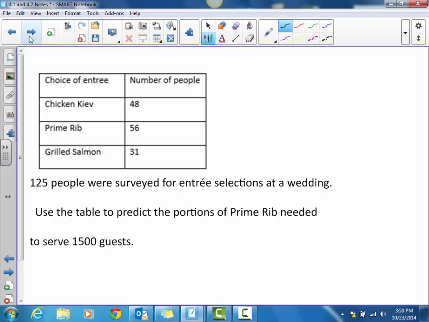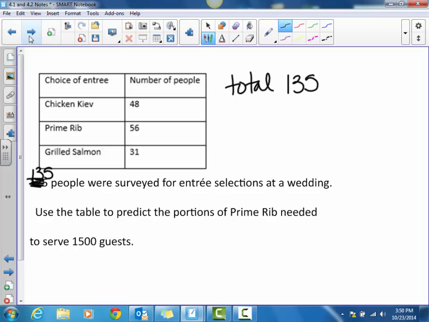Sometimes we use proportions to predict. This table talks about the choice of entrees available and the number of people. It says that 48 people chose chicken Kiev, 56 people chose prime rib, and 31 people chose grilled salmon. So the first thing I need to figure out is how many total people were interviewed, and that's a total of 135 people. The next thing that I need to do, it says 125, that should actually say 135.